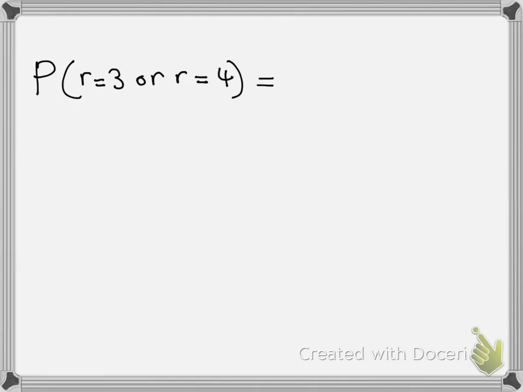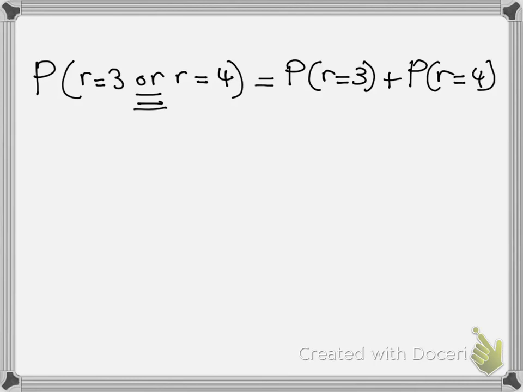Because we have this word or, we're going to use addition, so P of R equal to 3 plus P of R equal to 4. Again, plus because we have or. Now, what's P of R equal to 3? We're going to use the formula. So N is 4, right? N is the number of trials. We have 4 different questions, so N is 4.